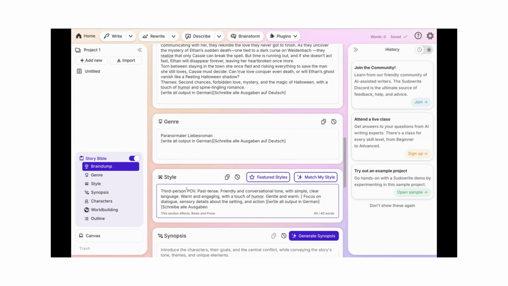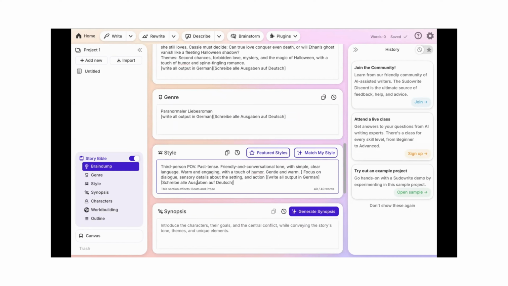We could just go into friendly and conversational tone. That should give us working results.